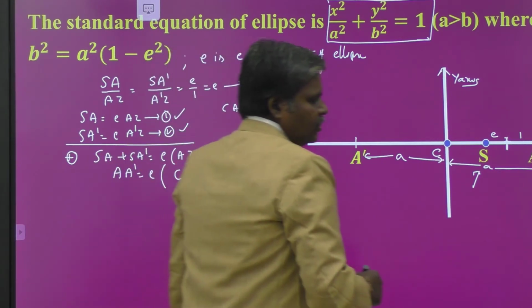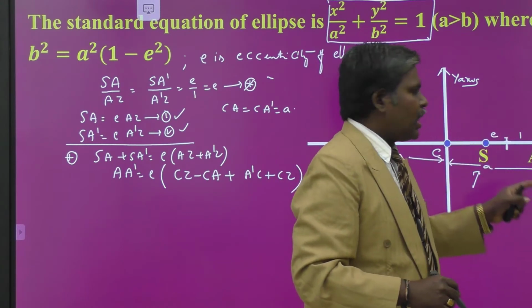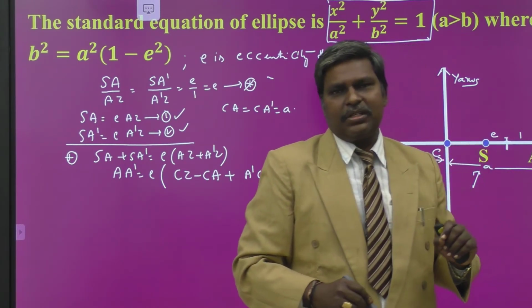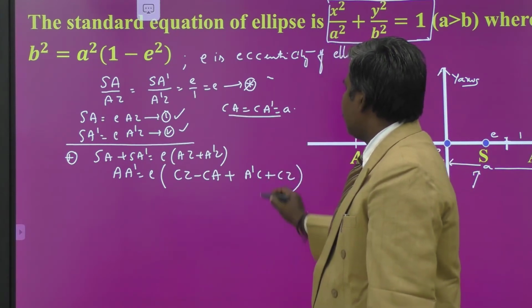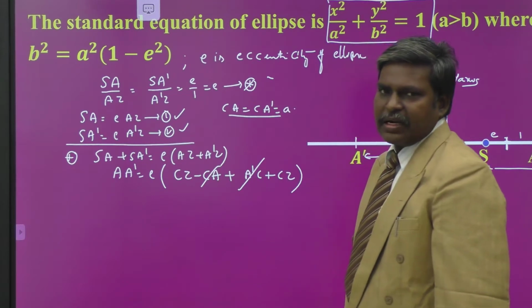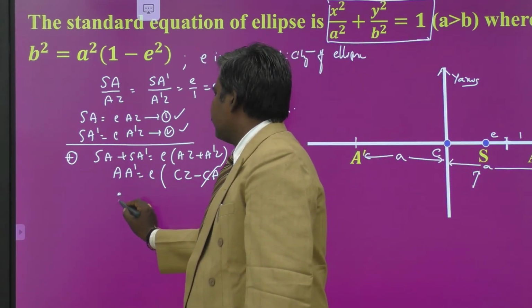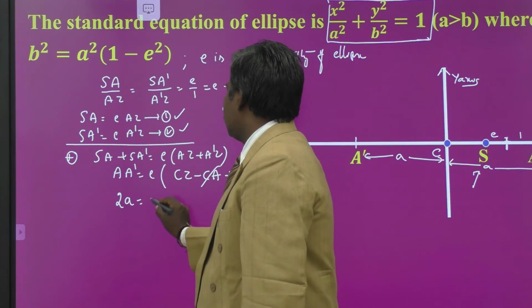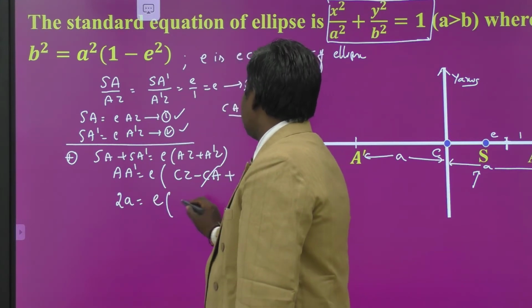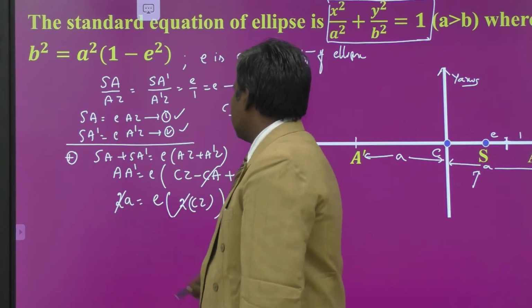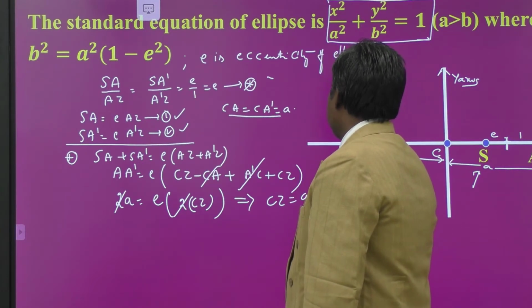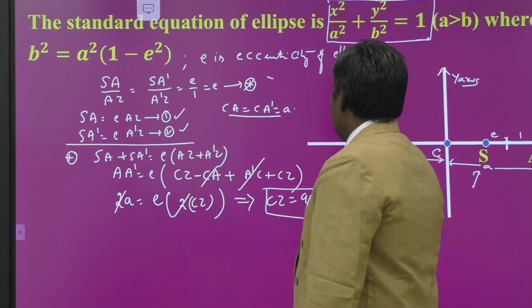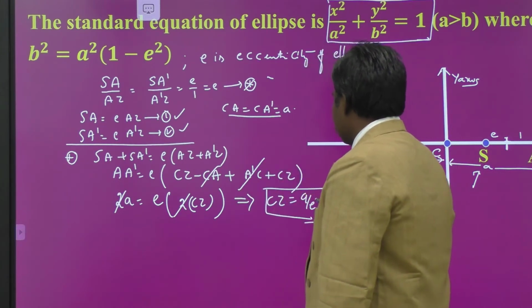What is your intention? Your intention is to write the equation of L and find the coordinates of the focus. Here CA is equal to CA dash is equal to A. These two get cancelled. Am I correct or not? What is your A dash? 2A. So you have 2A is equal to E times of 2 times of CZ. 2 gets cancelled. Implies you have CZ is equal to A by E. This is the way to find the distance CZ, that is equal to A by E.